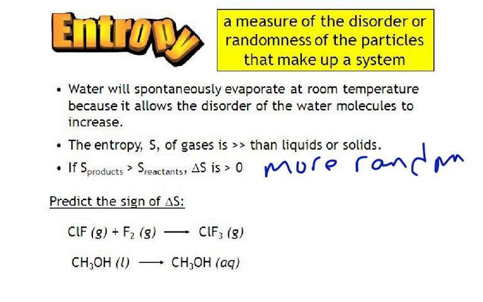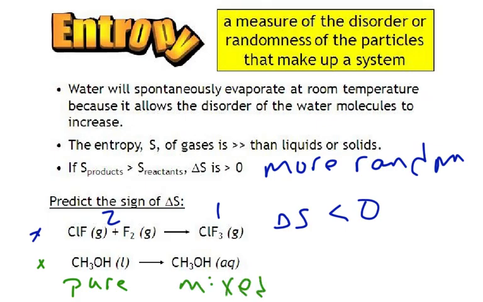So looking at these two examples, in the first one we have two gases becoming one gas, and so it is becoming less random, and so our delta S in this case is going to be negative. In the other example, we have a pure substance going to one that is mixed with water. So in this case, the system is becoming more random, so our delta S is going to be positive, or bigger than 0.